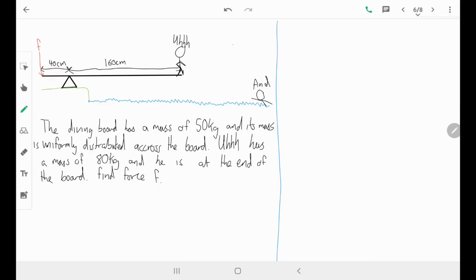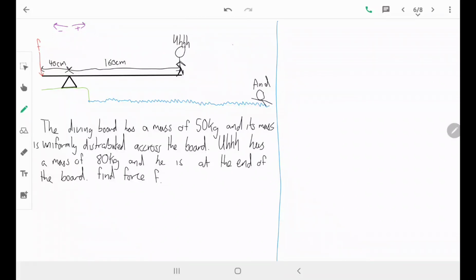Here we have a diver and their family in their own private swimming pool, so they can all swim together. One is about to dive off the diving board, and the diving board has a mass of 50 kilograms, and its mass is uniformly distributed across the board. The diver has a mass of 80 kilograms and is at the end of the board. Find force F. So first of all, we're going to define which way is positive. So I'm going to say this way is positive and this way is negative.